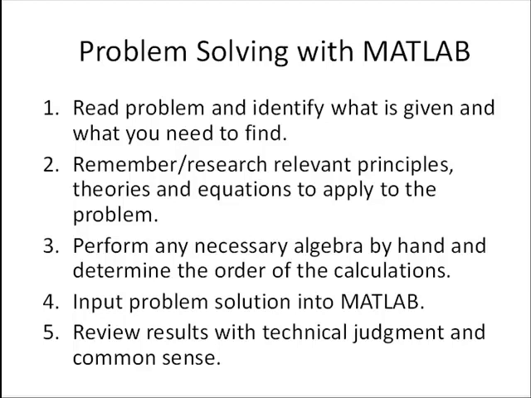Okay, so let's review what we did to solve that problem. The first thing we did, like any problem in math or science, is we read the problem carefully and we identified what we were given and what we needed to find. Then, since this isn't a specific class, we had to really remember or maybe go out and research any relevant principles, theories, and equations to apply to that problem. So in this case, we started with cosine law and sine law. And we had the equation for the perimeter of a triangle and the equation for the area.